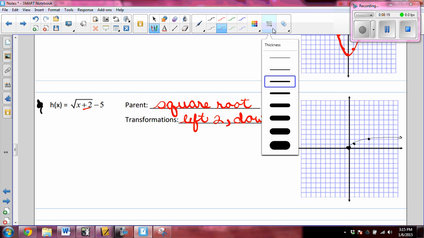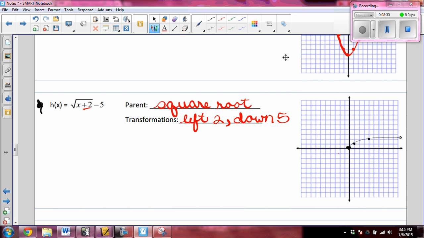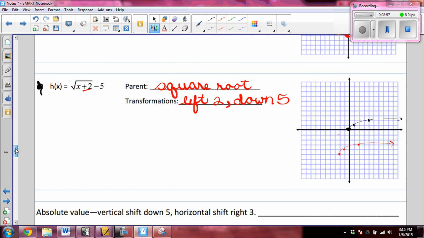Now I'm ready to transform my graph. My graph goes left 2 and down 5. So I'm going to move each of these points left 2, down 5. So 1, 2, 1, 2, 3, 4, 5. And then I connect them. And there you go. You transform that one. Again, I want you to graph the parent function before you graph the new graph.